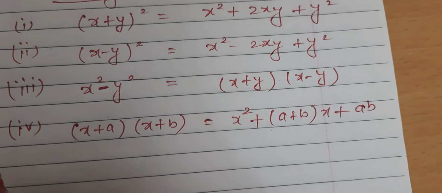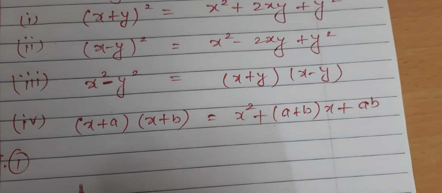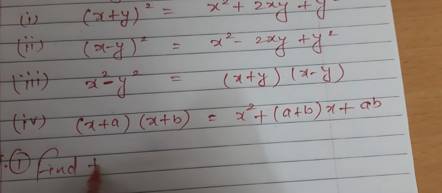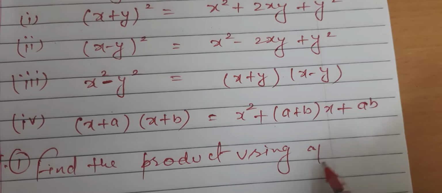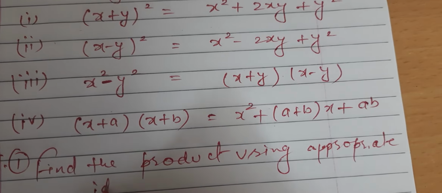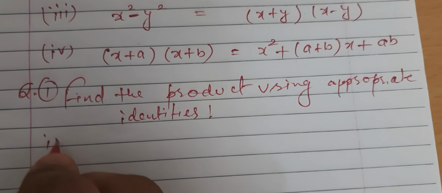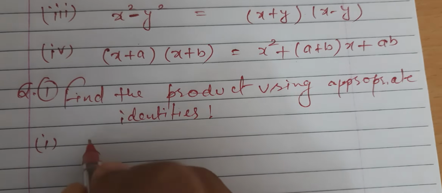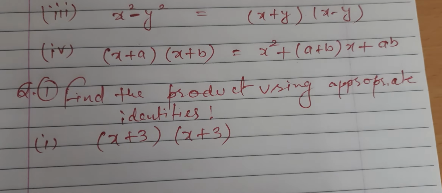So the first type of question is: find the product using the appropriate identity. Okay, so I am taking a very simple example. We have to find the product of (x plus 3) and (x plus 3) using an identity.